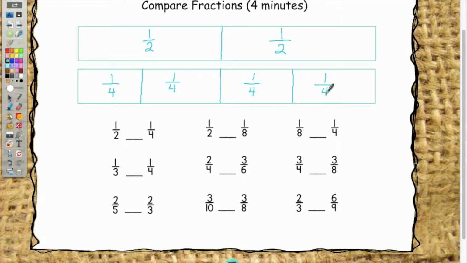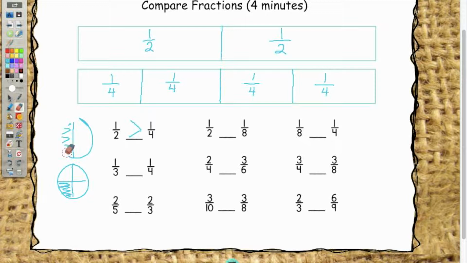A half is going to be larger than a 1/4, correct? A half of a pizza would look like this. A 1/4 of the pizza would be right here, wouldn't it? So is this piece larger than this piece? Yes. Okay, so the alligator eats a larger fraction. That's what we're doing, okay?